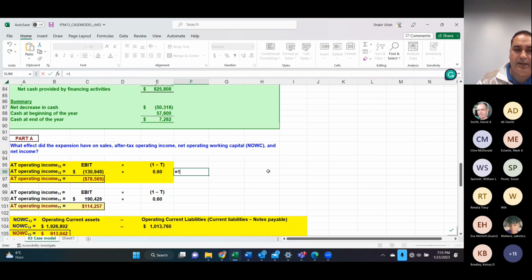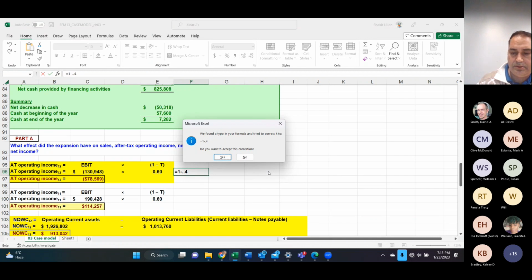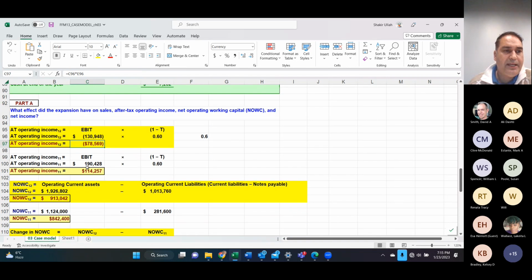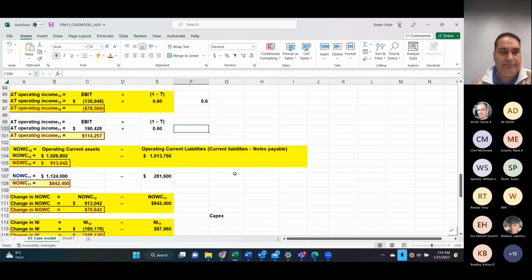So that equals 1 minus 40%, that is 0.4, and that comes out to be 0.6. So you multiply this EBIT with 0.6, and that is your after-tax operating income. Okay, so that is for 2012. You can do the same thing for 2011, or in your case, for the 2021 or 22 numbers. It doesn't matter. The process is the same.